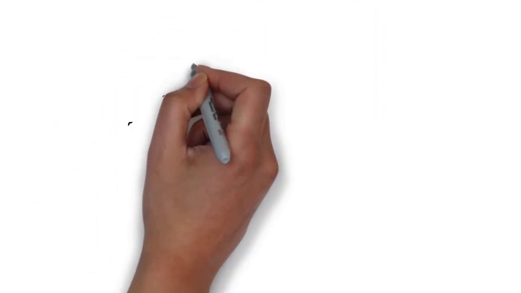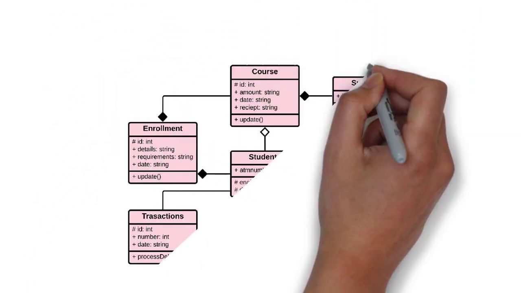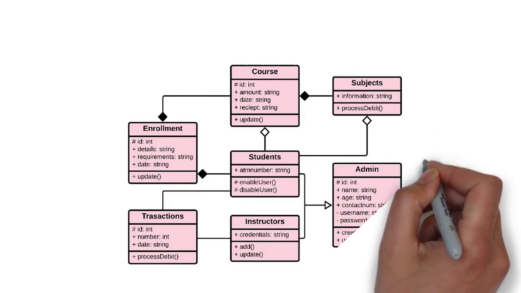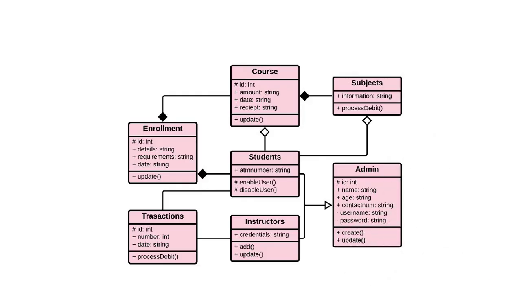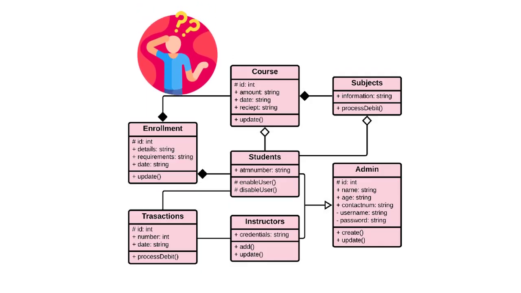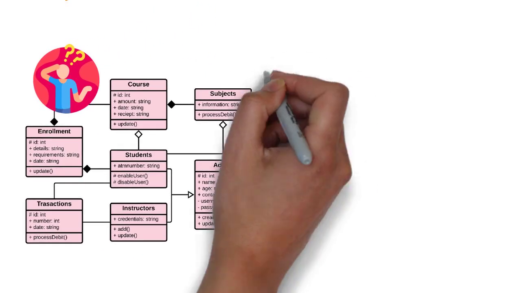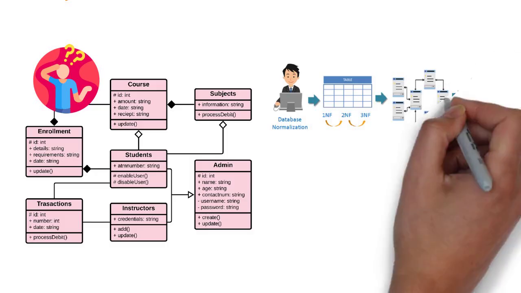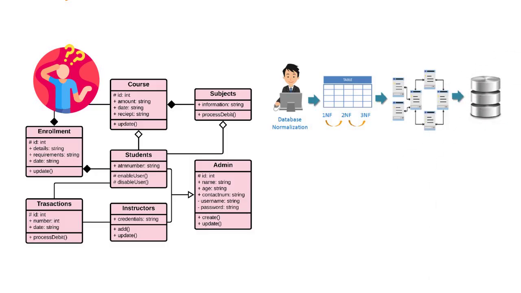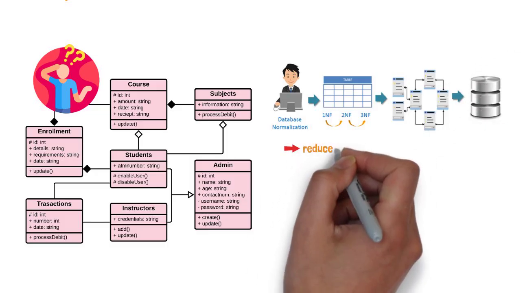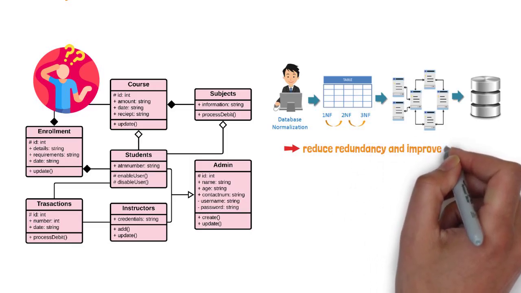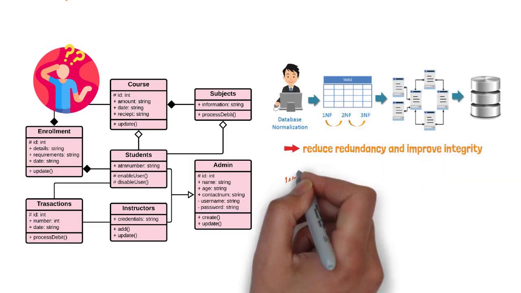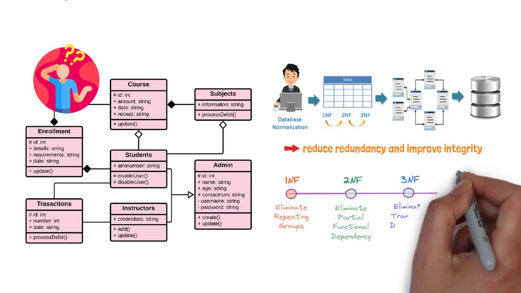Now imagine you have a huge table that stores students, their courses, and instructor details all in one place. You'd have to update hundreds of rows if one instructor changes their name. That's inefficient and error-prone. To fix this, we use normalization, the process of organizing data to reduce redundancy and improve integrity. There are several levels, called normal forms.